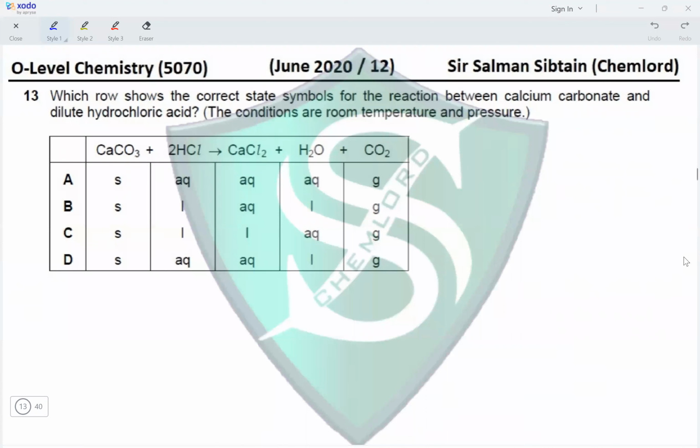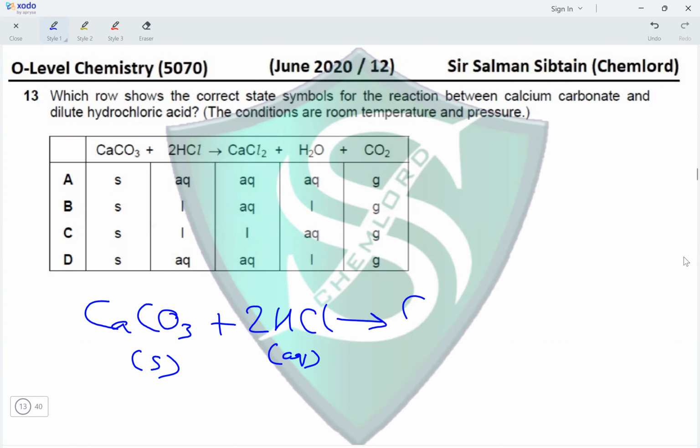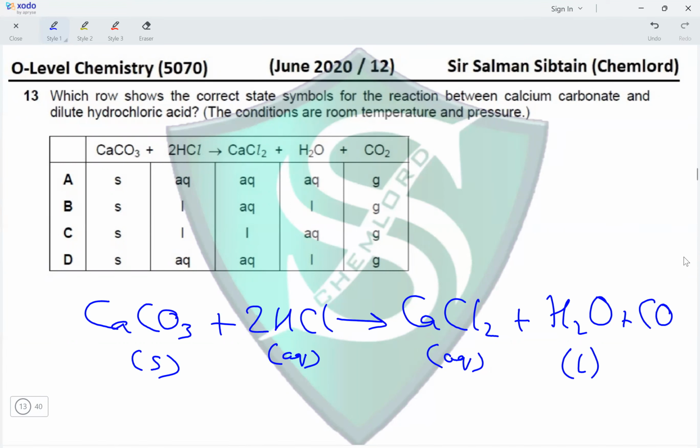Question 13. Which row shows the correct state symbols for the reaction between calcium carbonate and dilute hydrochloric acid? The conditions are room temperature and pressure. So, calcium carbonate is a solid that reacts with 2 moles of HCl, which is aqueous, producing calcium chloride, which is a soluble salt, so it is aqueous, and water being a liquid, and we have CO2 produced, which is a gas. So these are the states of all the components of the given equation.